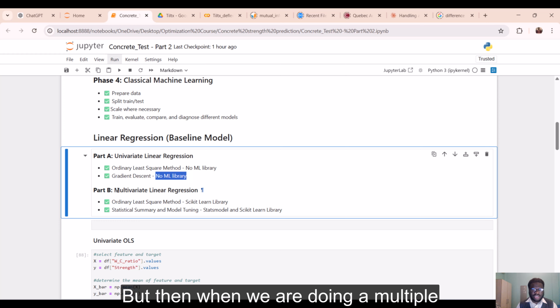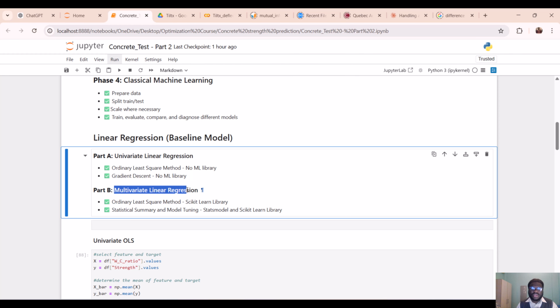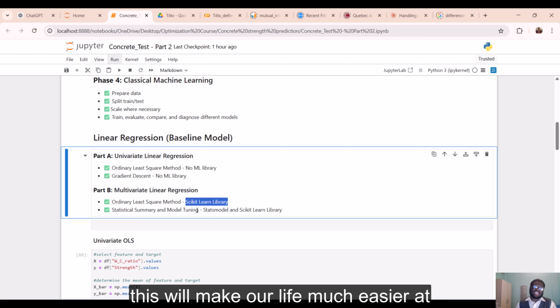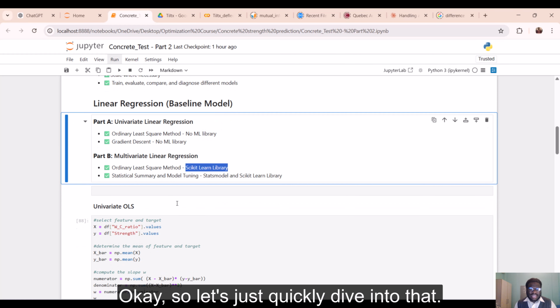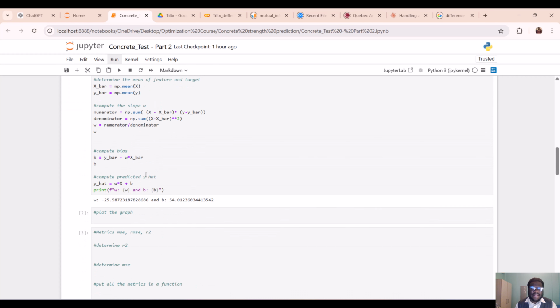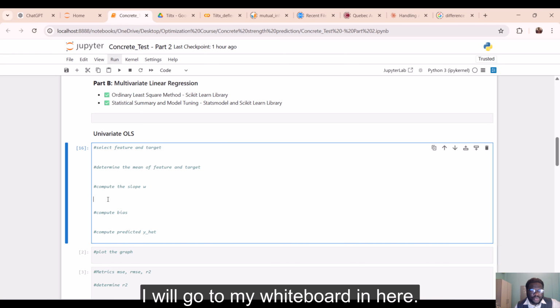But when we are doing multiple variables, which is all of the variables together, we will use the scikit-learn library because this will make our life much easier at that point in time. Okay, so let's just quickly dive into that. But first of all, let's understand the basics. So let's do the intuition. I will go to my whiteboard.